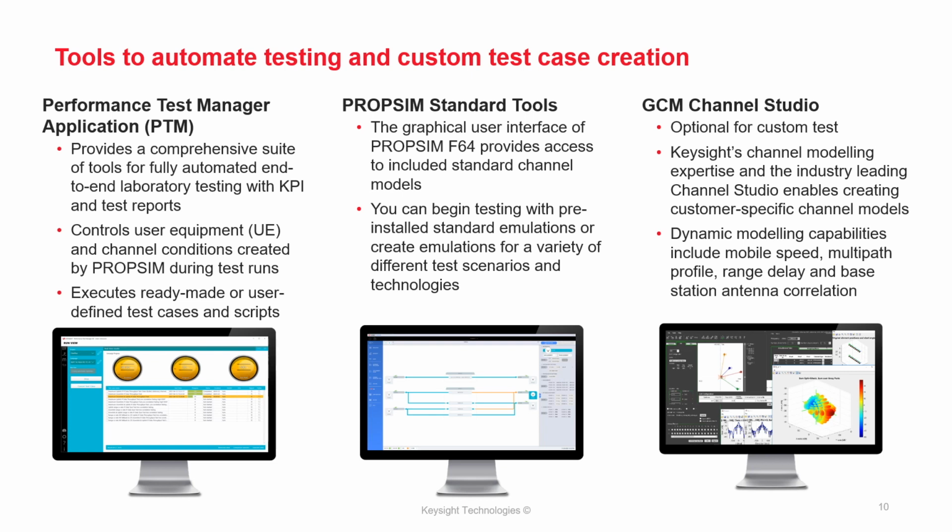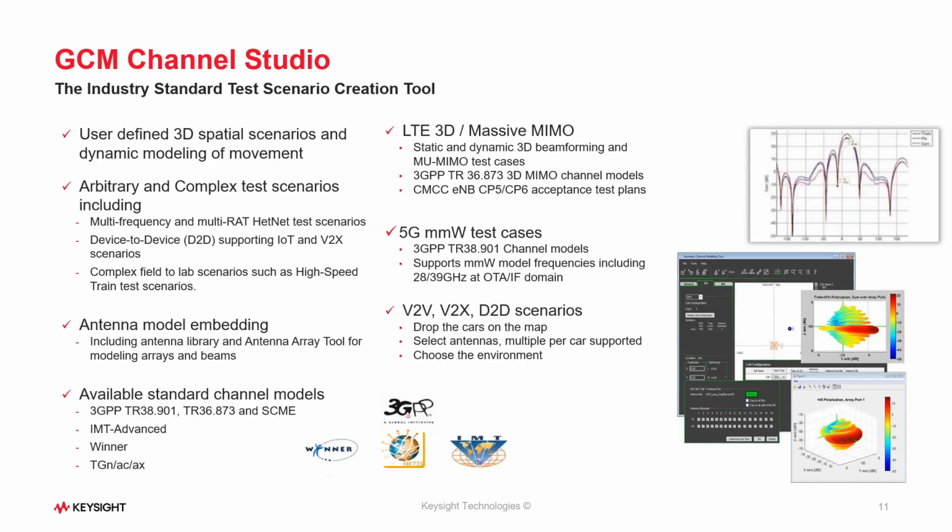Dynamic modeling capabilities include mobile speed, multipath profile, range delay, and base station antenna correlation. The PropSim GCM Channel Studio tool is an industry-leading channel modeling tool. It supports user-defined 3D spatial scenarios and dynamic modeling of movement, arbitrary and complex test scenarios, massive MIMO test scenarios, customer-owned antenna beam pattern model embedding, and it supports different standard channel models.